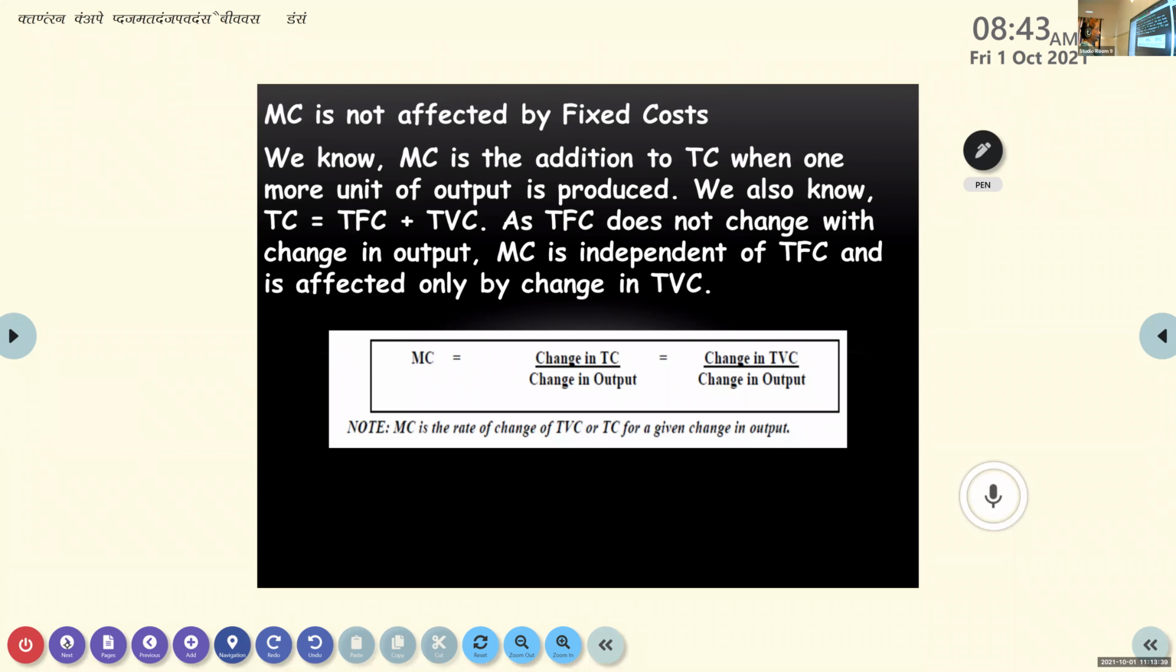Sandra, you can see on the board, what is the formula to find MC? MC is equal to what? MC is marginal cost. Change in TC by change in output. Change in total cost divided by change in output. That is the same as change in TVC by change in output. Why do we say change in TVC here? Because the fixed cost remains the same in the short run. Because of that reason, we can take change in TVC also.